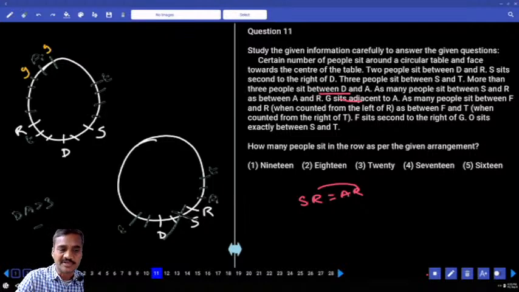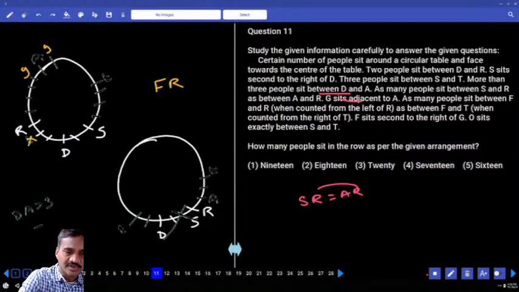As many people between F and R. Now we are talking about the number of persons between F and R is same as F and R when counted to the left of R. Left of R, F and R is same as F and T. F and T, and from the right of T. F and R and F, left hand side of F. Left hand side of F, hence we cannot have T at this place. Are you getting this one or not?